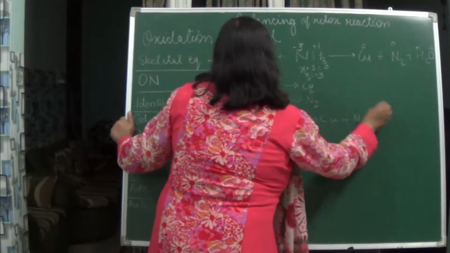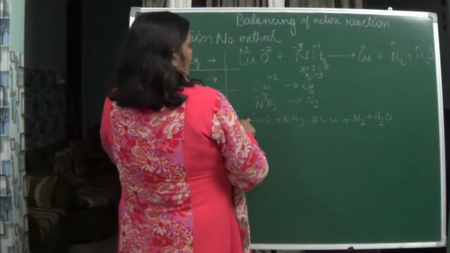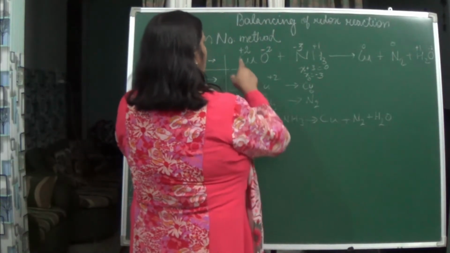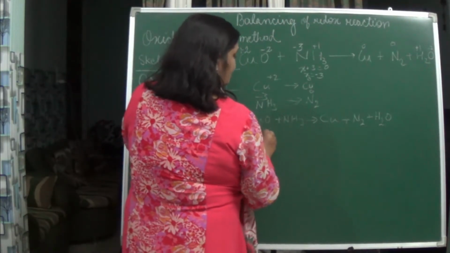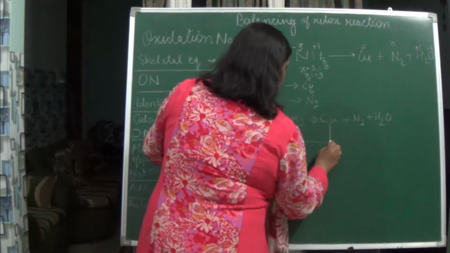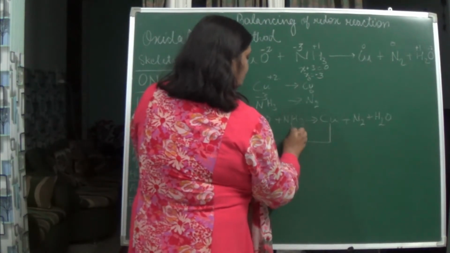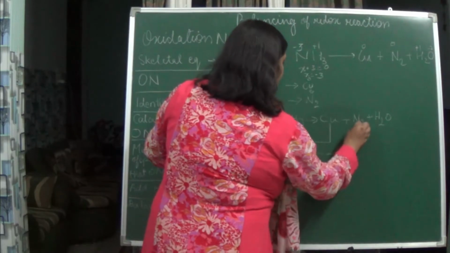Now you are seeing what the change is. It is +2 to 0, so a change of 2, isn't it? For this copper. And when we look at nitrogen, it is 3, isn't it?